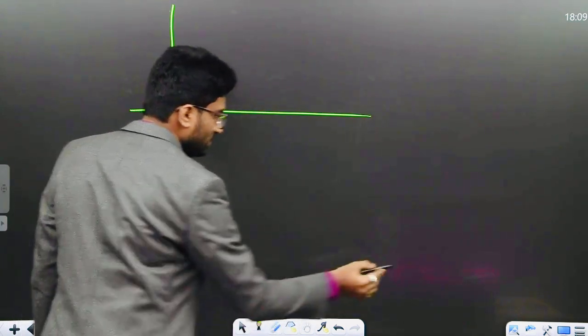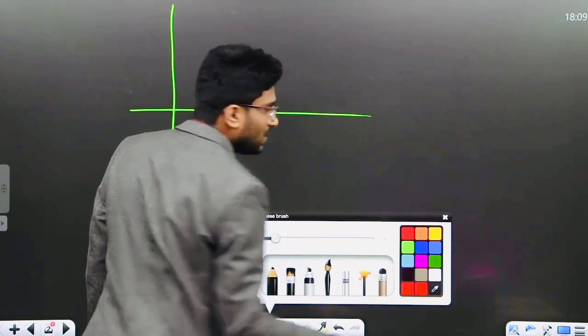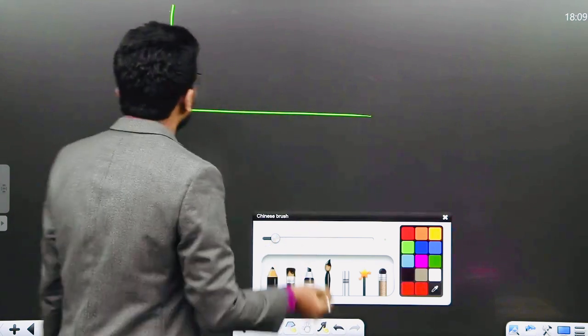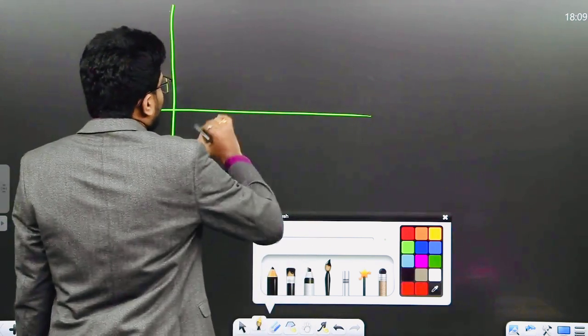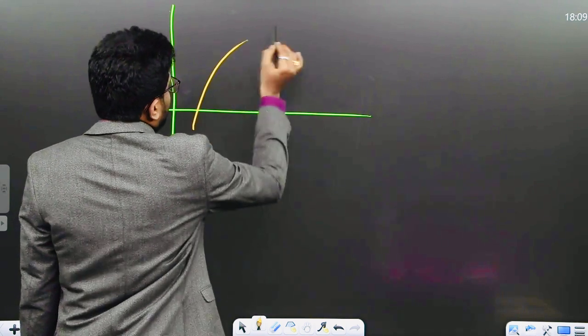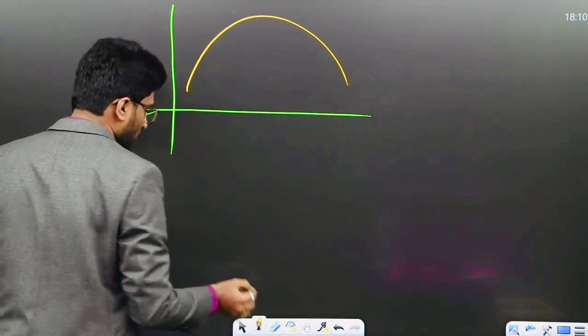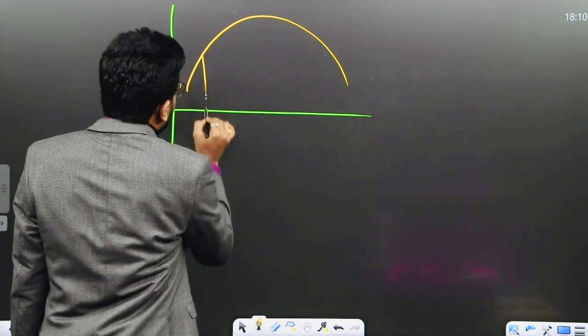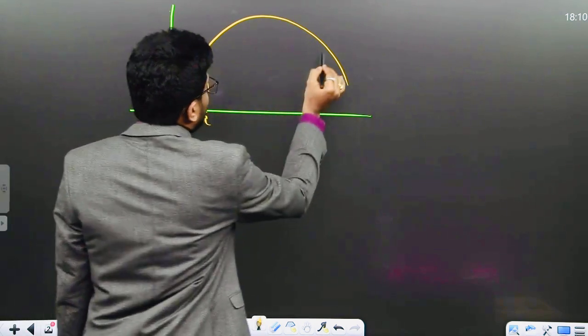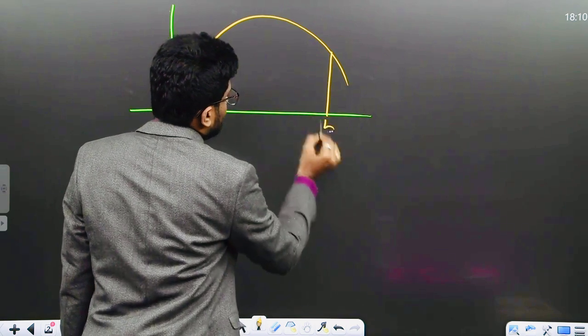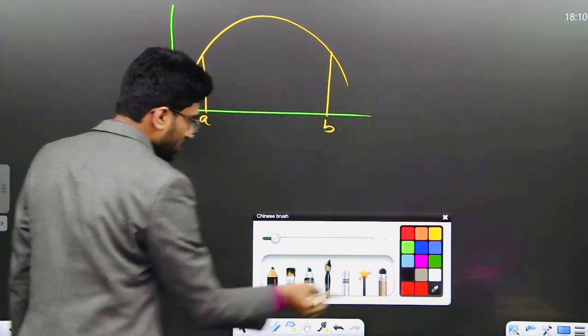I can explain this with a beautiful graph. Let's consider f of x be any function. Now, if we draw the graph of y is equals to f of x, let this be the graph of y is equals to f of x. Let me consider a point x is equals to a here, x is equals to b, such that f of a is equals to f of b.